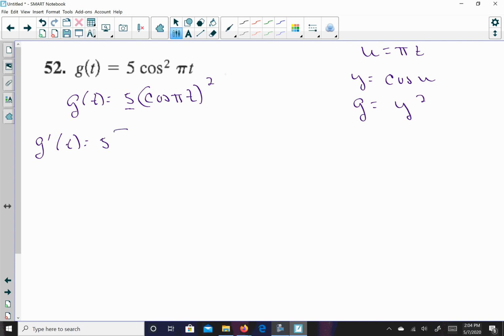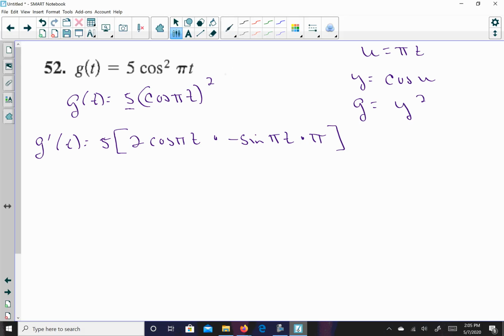So I can do the 5 here and just put a bracket just so I remember to bring that 5 down with me. So taking the derivative of something squared, that would be 2 times the cosine of pi t. Reduce that power by 1, so that's just going to be raised to the first power. Then times, now taking the derivative of cosine, which is negative sine of pi times t. And then taking the derivative of pi times t will just be pi. So those are my three parts.